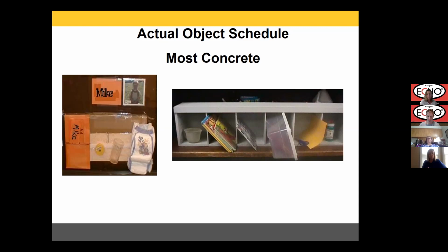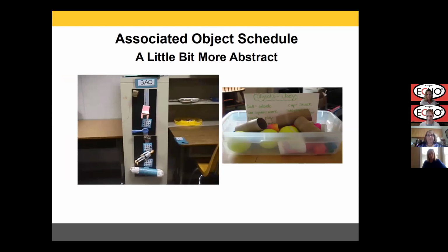These are actual objects. That diaper means I'm going to put a diaper on. This next level is a little bit more abstract, and it's called an associated object schedule. And sometimes when I consult, they say, oh, the object schedule is not working. And I say, well, that's an associated object. That little tiny pink chair right here means to you that they're going to go over to circle where all the other big chairs are, but they don't know what that means. So we're going to have to figure out another way to help them understand that. So this is a little bit more abstract, and it's important for us to be able to share with parents why some schedules may not be working.